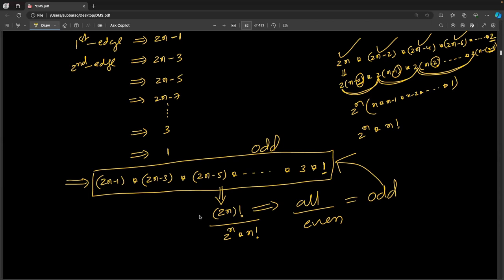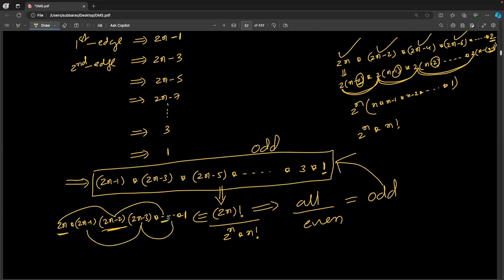Some people are asking, sir, how can you say the above is all numbers? You can see this: 2n minus 1, 2n minus 2, 2n minus 3, all are there. If you want, you can check. These are even numbers. These are odd numbers. So both even and odd are there. Divided by only even, then you will get odd. That's how that formula came. Are you comfortable?